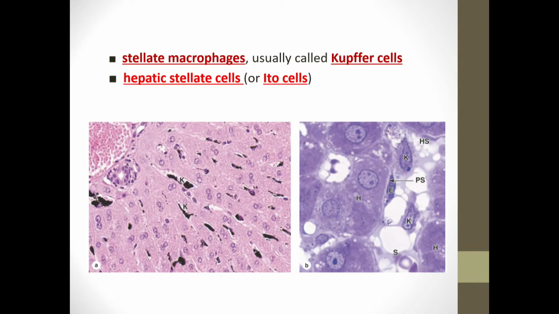Kupffer cells are macrophages, and they are formed from blood cells. Do you know what the precursor cells of the Kupffer cells are? Kupffer cells have a phagocytic function: removal of debris and removal of damaged cells.